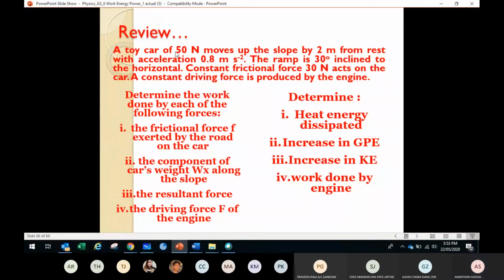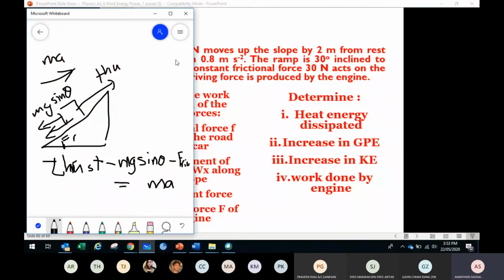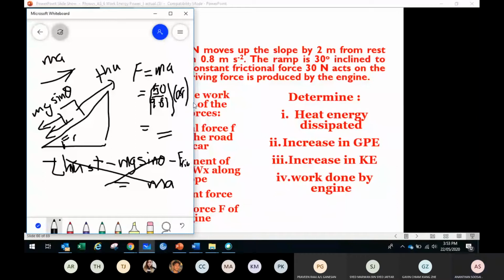M is how much? The weight of the car is 50 Newton. So M is 50 divided by the gravity, right? Sorry, I think we don't need to go for this equation. We straight away use F equals MA. M is the weight 50 Newton divided by 9.81, which gives the mass of the toy car, and multiply the acceleration, which is 0.8. Now it will give you the net force. So 50 times 0.8 divided by 9.81 will give you the net force.